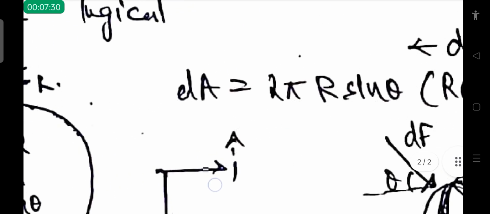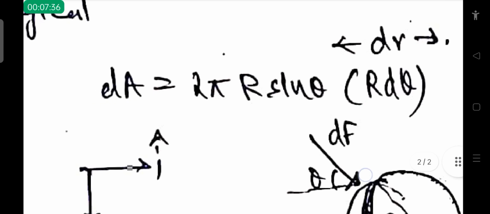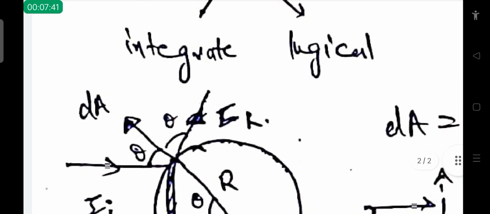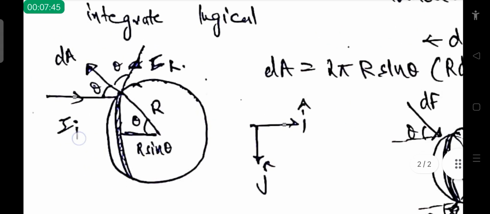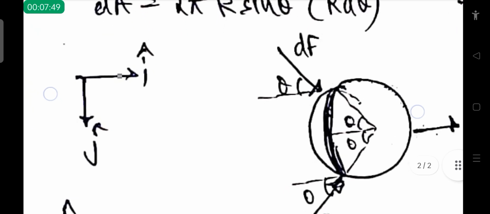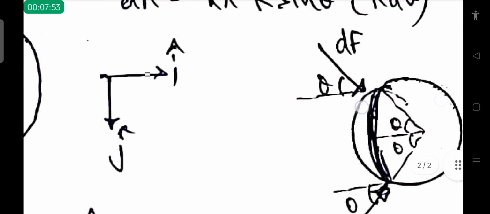Now you can find out this, and dr is very small, so you can ignore the dr square term, and you will end up at this result. This is the dA area of the sphere. Since I have to deal with this vectorially and solve it vectorially, I have used this sign convention: I have taken this side as i cap and this side as j cap.